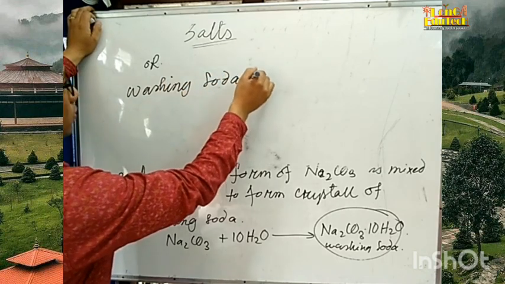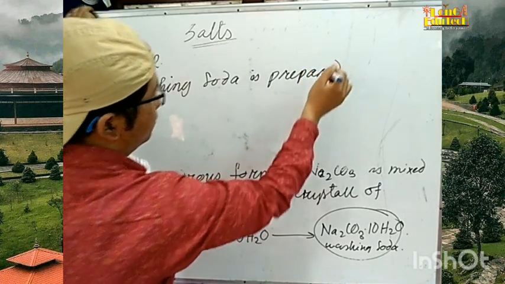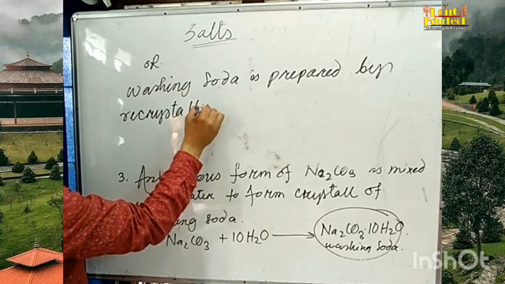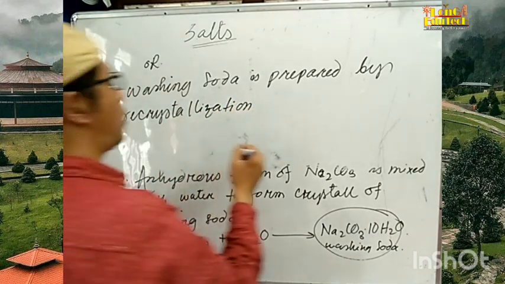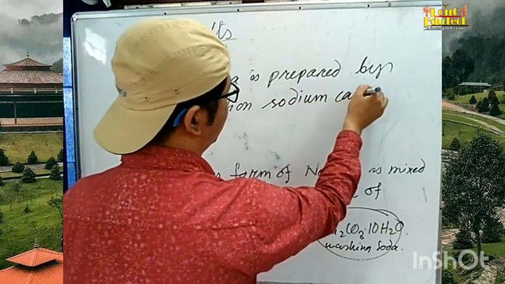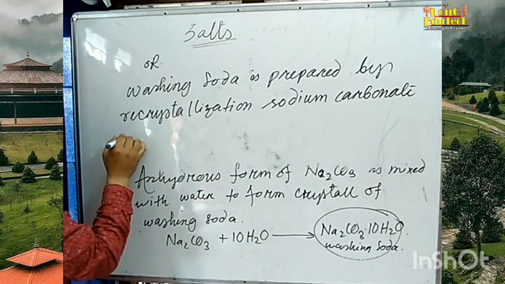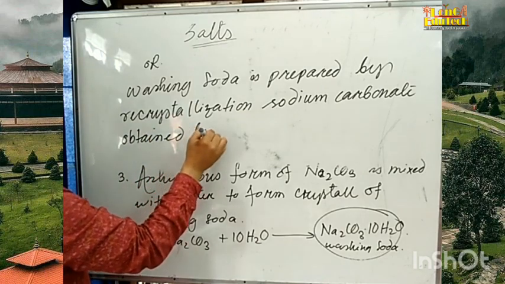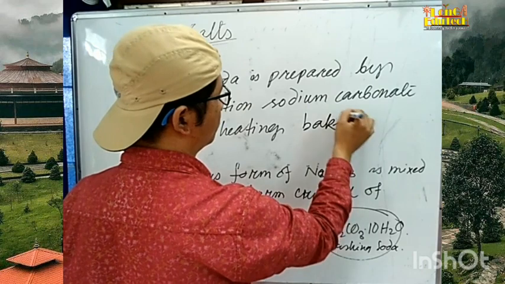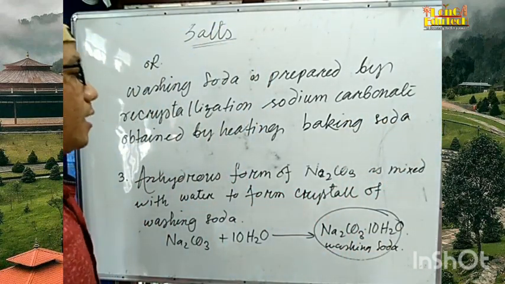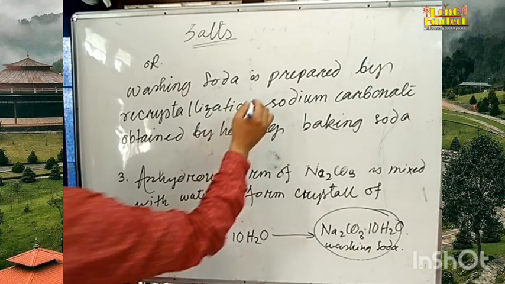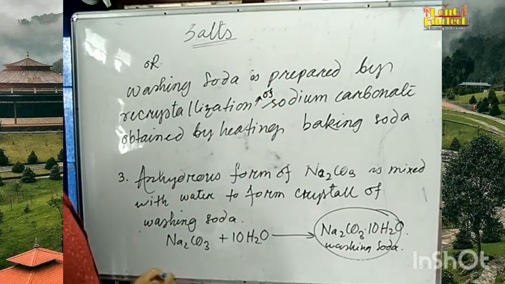Okay, say: washing soda is prepared by recrystallization of sodium carbonate obtained by heating baking soda. Okay, washing soda is prepared by recrystallization of sodium carbonate obtained by heating the baking soda. Okay.